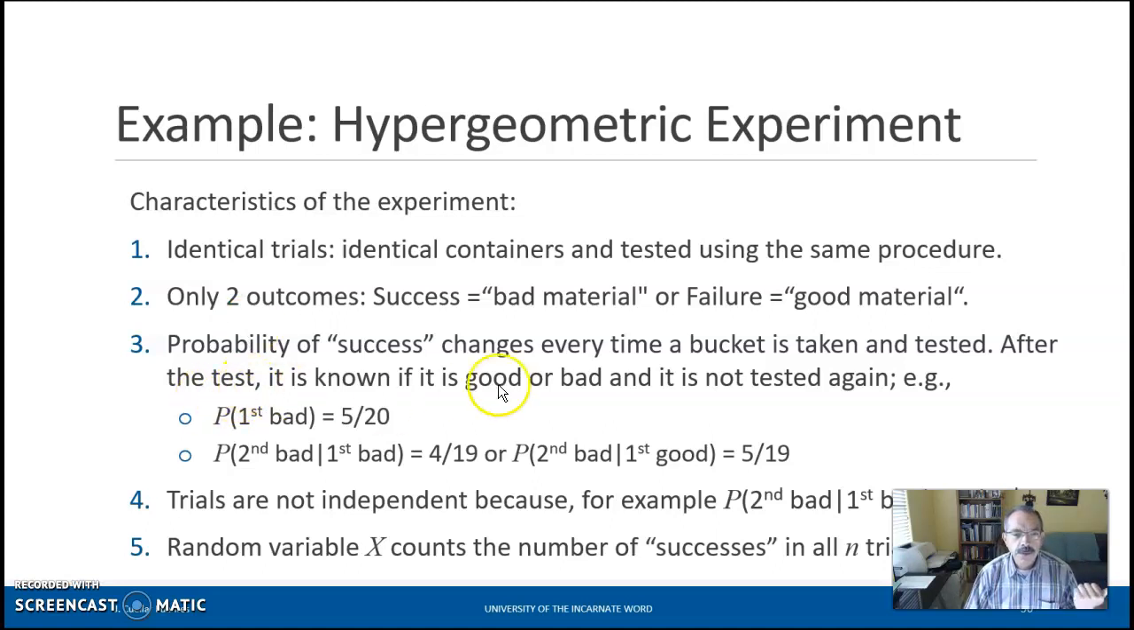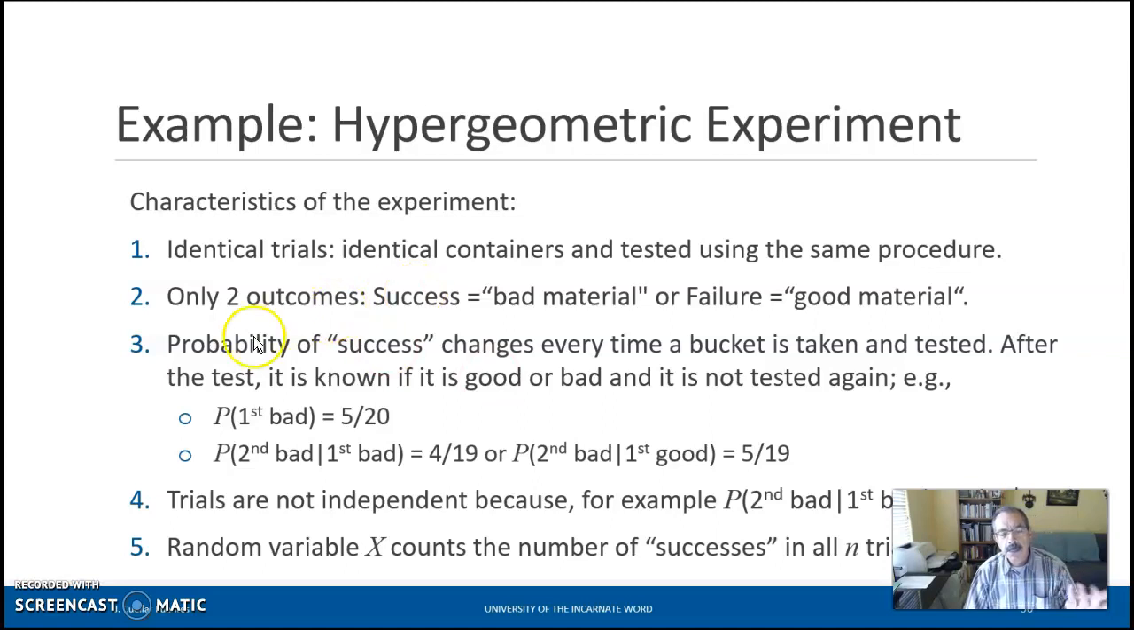Now, the probability of success in this case, that the bucket contains bad material, changes from bucket to bucket. And why does it change? Well, because once you take the bucket and test it, then you know that that bucket has either good or bad material. And of course, you're not going to test it again. You're not going to put it back with the 20 containers and allow a random selection of that container that you know contains bad material. That would be a waste of time. So once you know that bucket is good or bad, you put it away, then you select the second bucket, and then you test it.